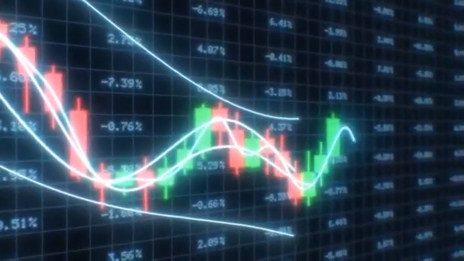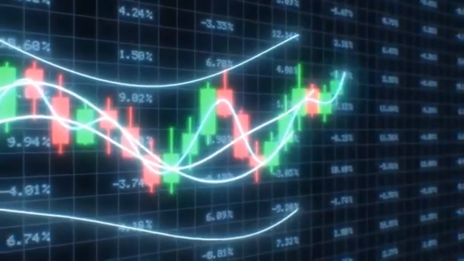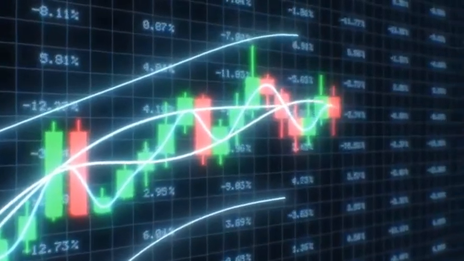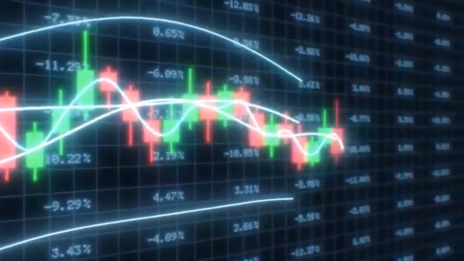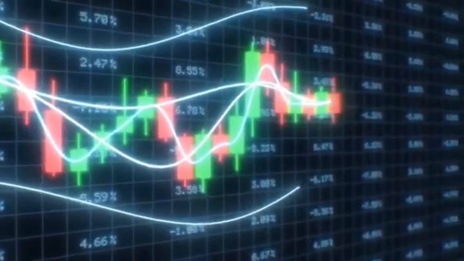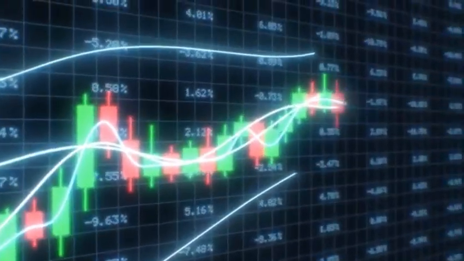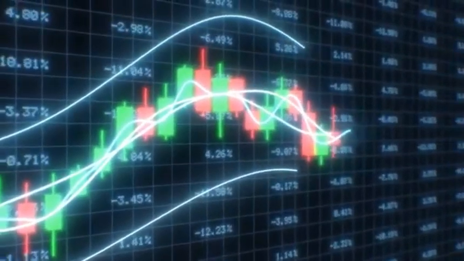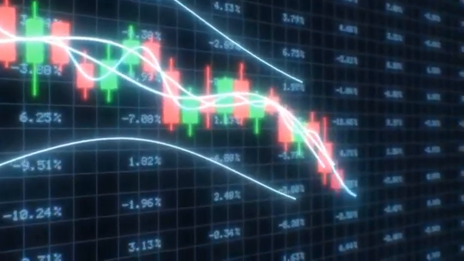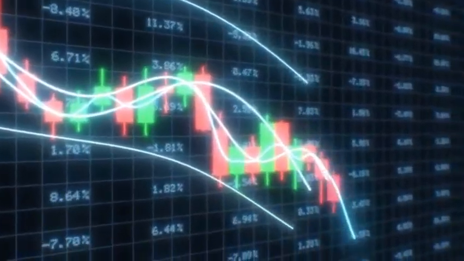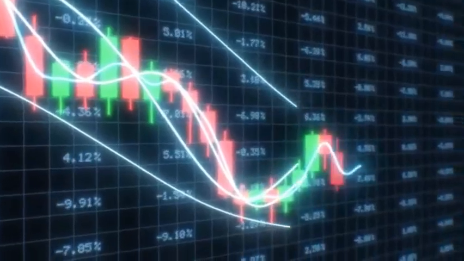4. Patterns. Patterns like head and shoulders, double tops, double bottoms, and triangles can also appear on long-term charts. These patterns, especially when they play out over weeks or months, can indicate significant trend reversals or continuations. For instance, a head and shoulders on a weekly chart could be a powerful signal that a long-term trend is about to reverse.